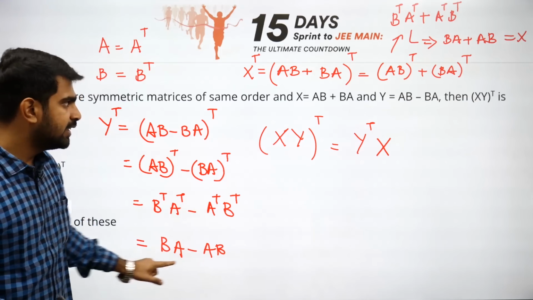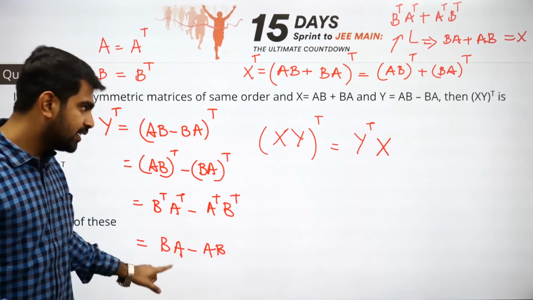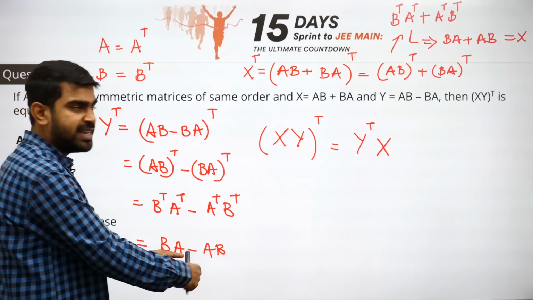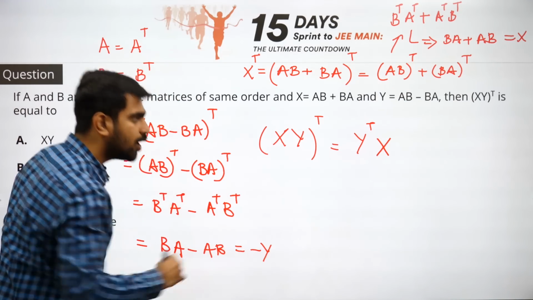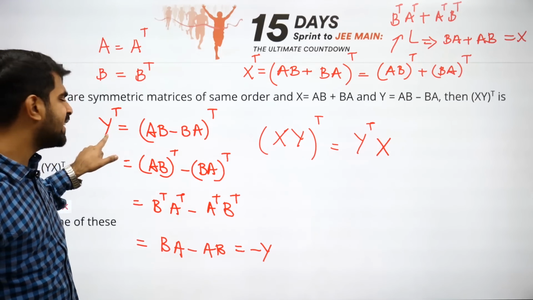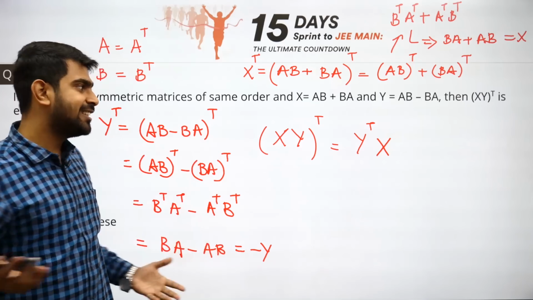What do you think this is? This is nothing but minus of Y. As you all can see, BA minus AB. Here it is AB minus BA. So can I say this is equal to minus of Y? So what is Y transpose? Y transpose is equal to minus Y. That's it.